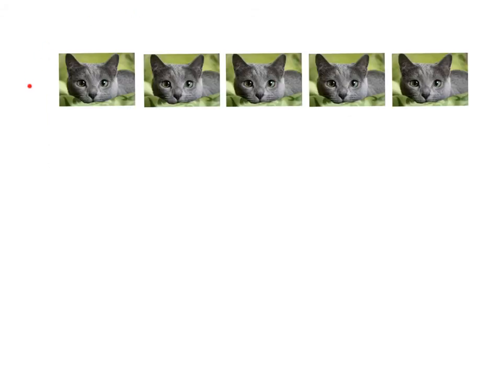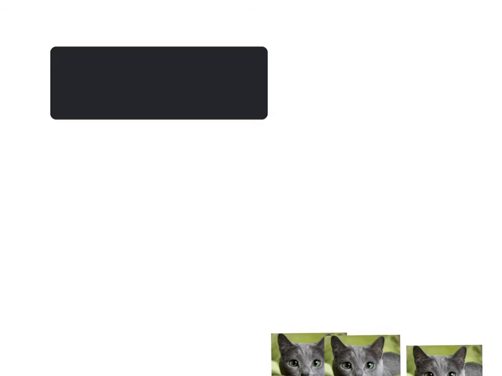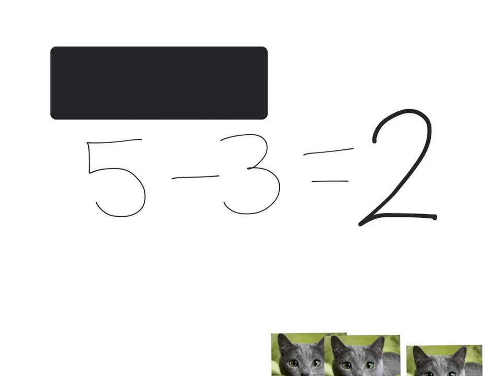This time, Megan has 5 cats. If 3 of the cats go missing, how many cats does Megan have left? I want you to imagine this equation. Megan had 5 cats, 3 cats went away. How many cats are left? Can you picture that in your head? There are 2 cats left. Were you able to imagine that equation in your head?